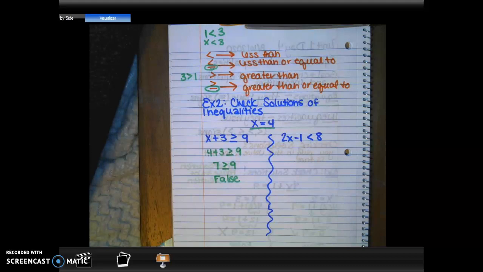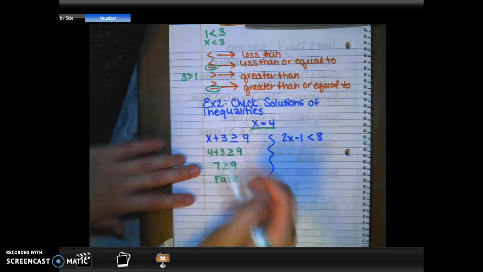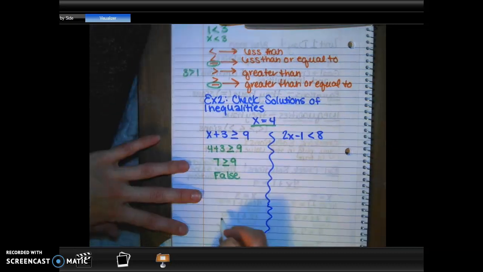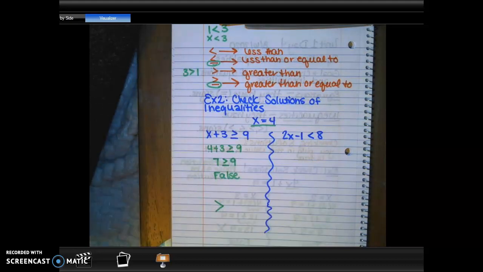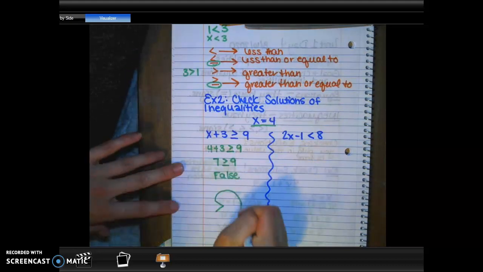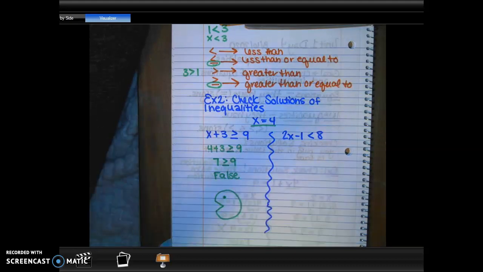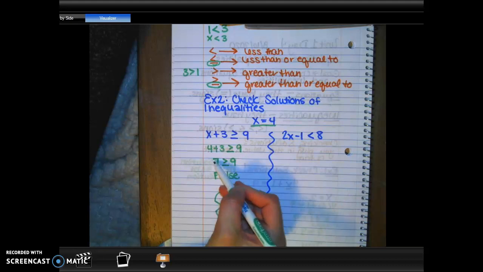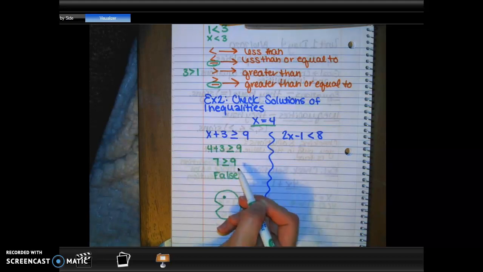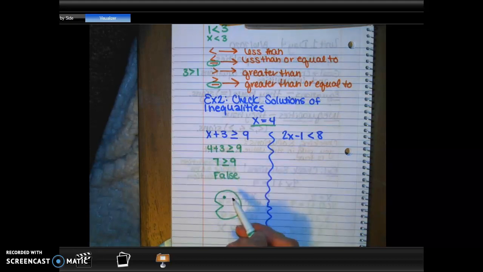Just remember that Pac-Man is always going to eat the larger number. The mouth is always going to eat the larger number. I call this a little mouth because whenever I think about Pac-Man, I don't know if you've ever heard of the Pac-Man game. So let's say that that's the mouth, and then you create Pac-Man. Nama, nama, nama. It's going to eat the bigger number. So this is telling us that 7 is supposed to be bigger than 9, and that's not happening. That's why it's false, okay?